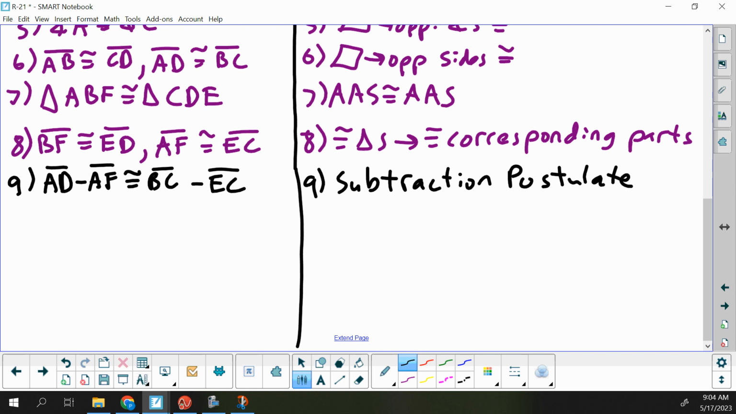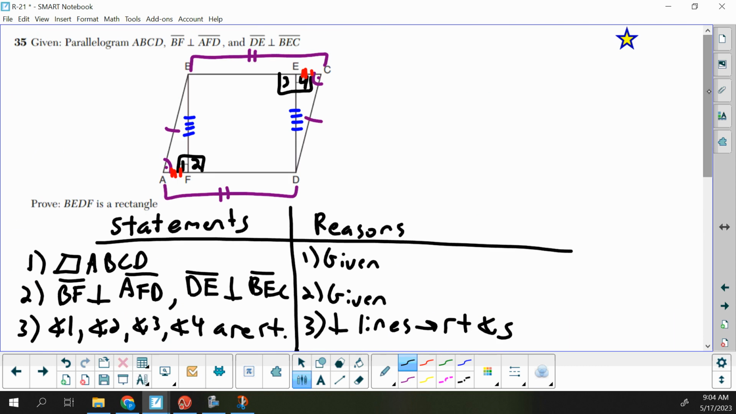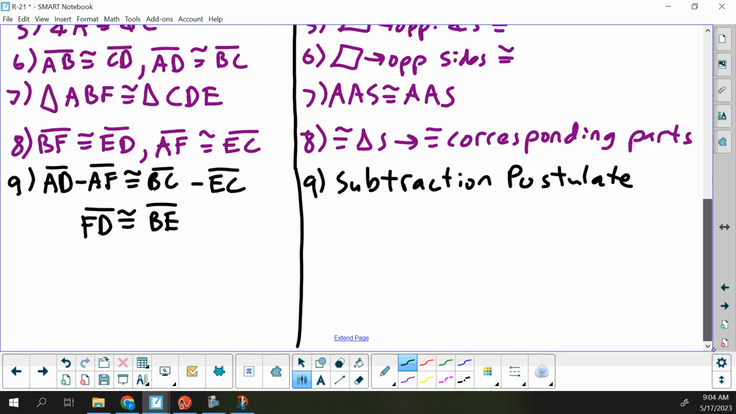And then we'll rename what they become. AD with AF taken off now gives us FD. BC with EC taken off now gives us BE. We set it in our proof, so we'll mark it up in our picture. FD congruent to BE. Got 5 marks now. And now in that interior one, BEDF, we've got 2 sets of opposite sides congruent. So we can make that be a parallelogram first.